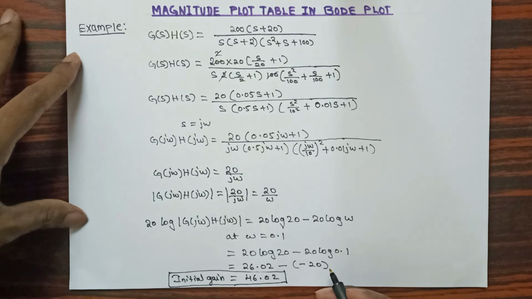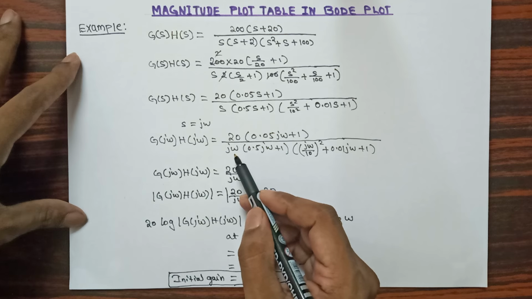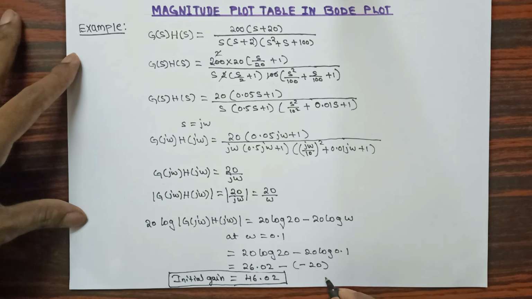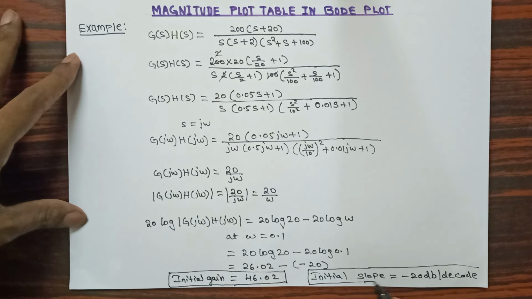So next step is to find the initial slope. In this problem I have one pole at the origin along with the gain. One pole at the origin means the initial slope is minus 20 dB per decade. So these are the two values we need to calculate initially before forming the magnitude table.